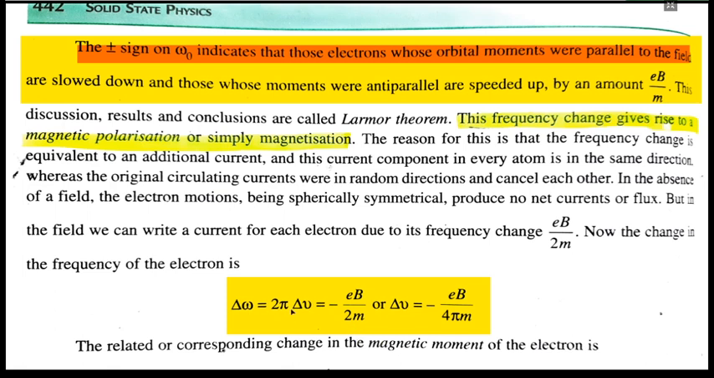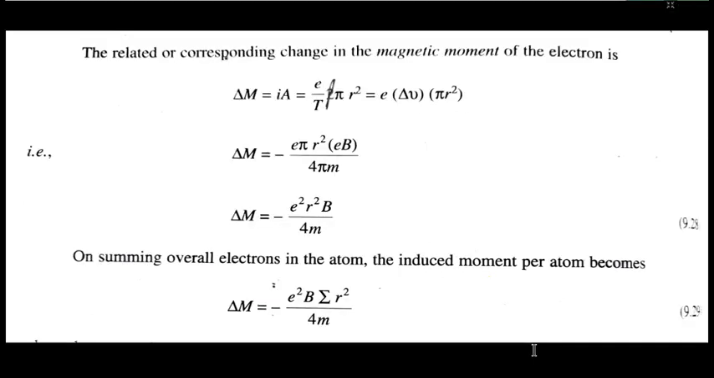And if I equate with the change in frequency, I mean the linear frequency, then this is a change in angular frequency, and this is a change in linear frequency, which is minus eB by 4 pi m. And this change corresponds to, and is correlated with, the change in the magnetic moment of an electron, and then I can find it out.